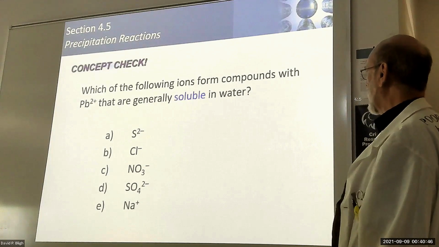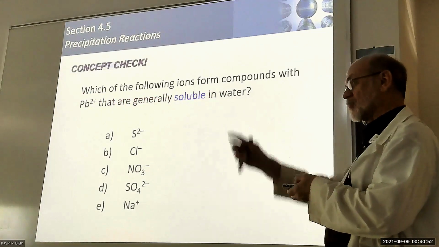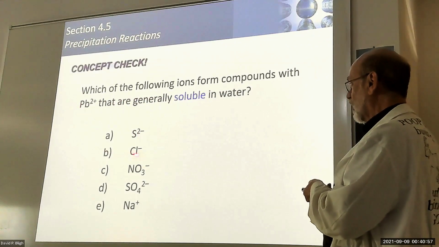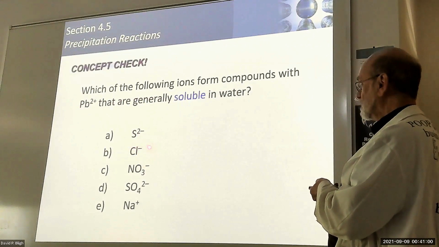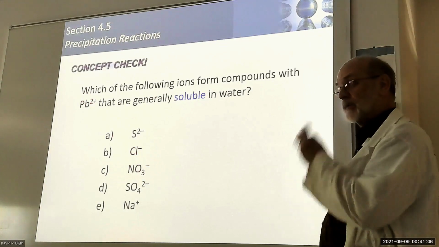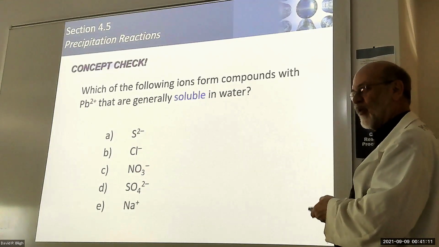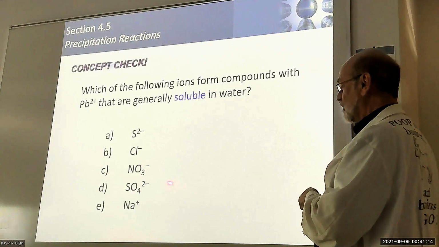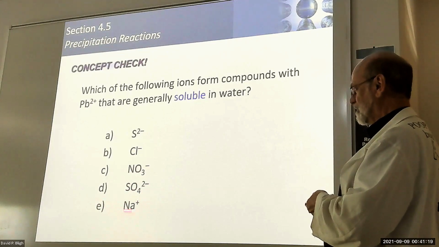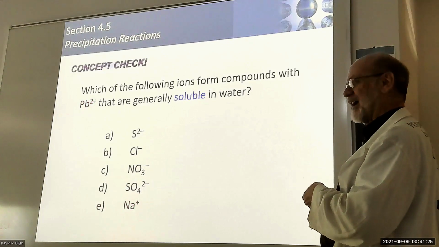Okay, which of the following ions form compounds with lead 2+ that are generally soluble in water? But look at your chart. Lead and sulfide are insoluble. Lead chloride, they're insoluble. Lead nitrate, soluble. Like I said, all nitrates are soluble. That's the easiest rule of them all, number 1. And lead sulfate, lead 2 sulfate, is insoluble. And this one's thrown in as a joke. You know, a cation and a cation are not going to form a compound.